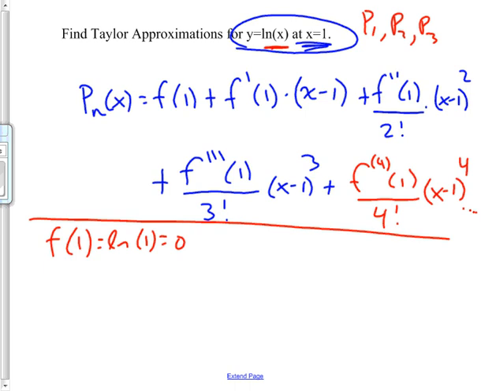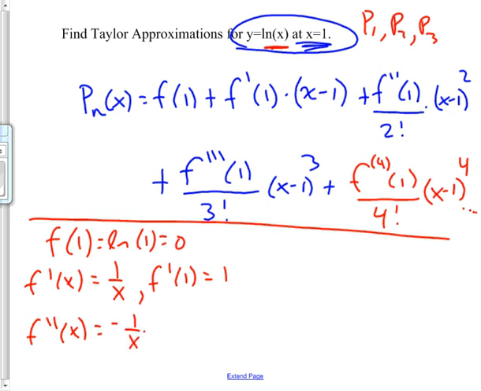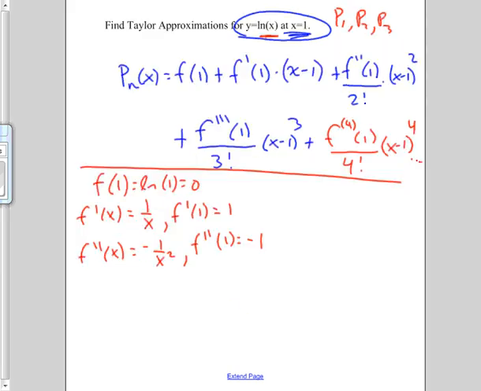And then we need to find f prime of x. Well, f prime of x is 1 over x. So f prime of 1 would be 1. And f double prime of x equals, well, negative 1 over x squared. So f double prime of 1 would be negative 1. And now we're going to start getting this plus, negative, plus, negative going on again. Actually, no, we won't. Sorry about that.